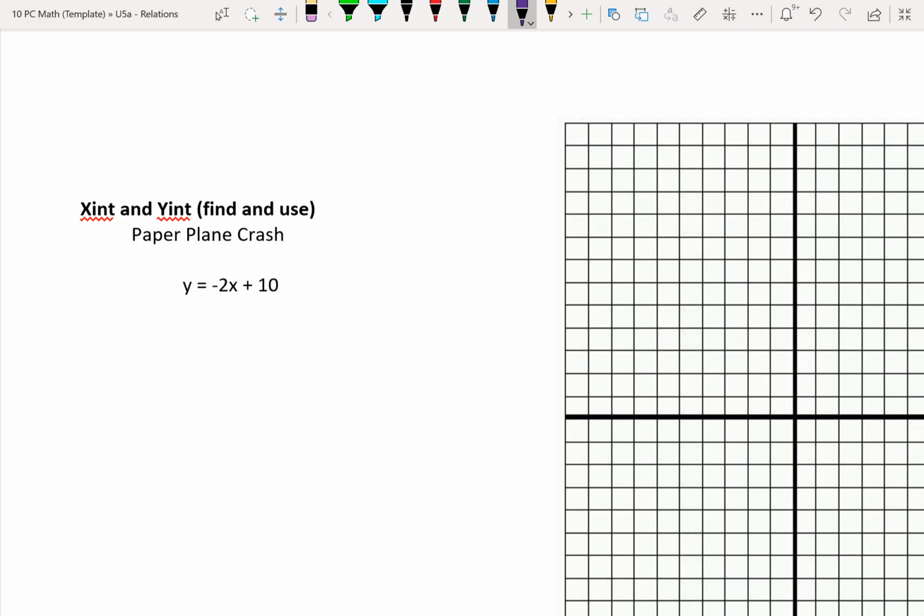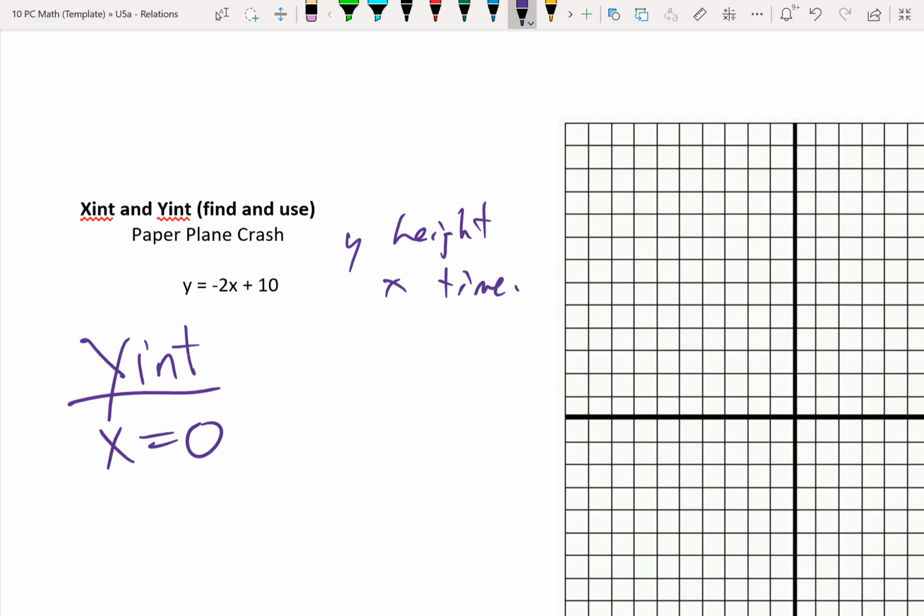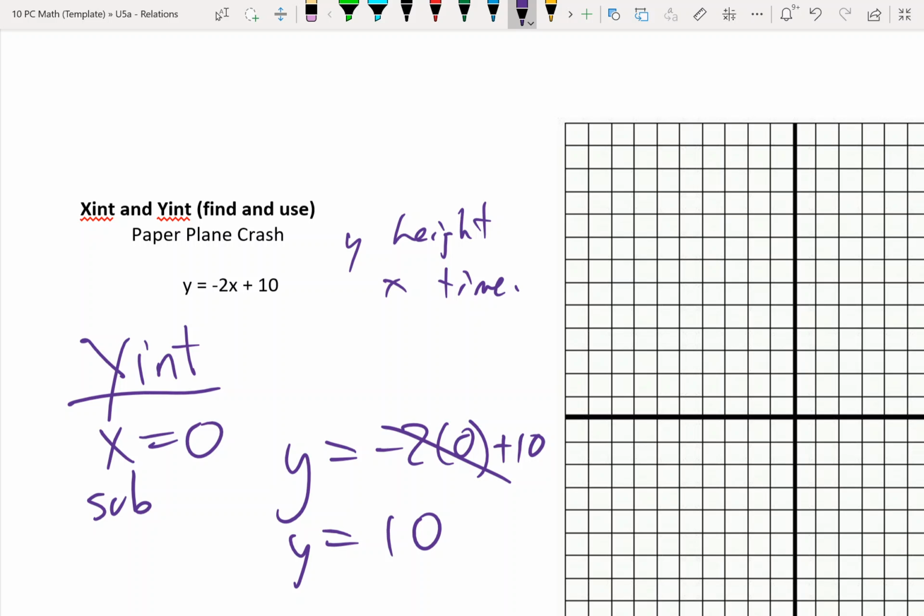Okay, we have a paper plane that's crashing. Y is the height, x is the time, let's say. In a question like this, it's going to say, what are the x and y-intercepts? So we know for the y-intercept, x is equal to 0. So I'm going to sub x equals 0 into the equation. I get y equals -2(0) plus 10. So y is equal to 10. The other way you can see it is it's just the constant there.